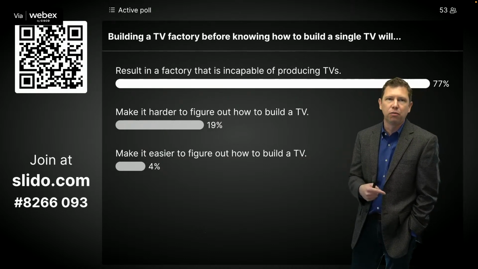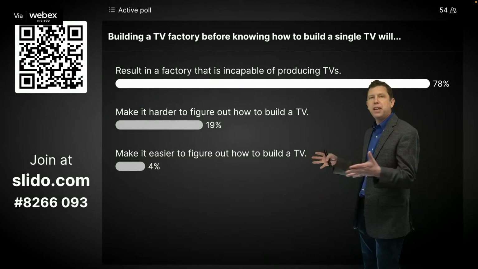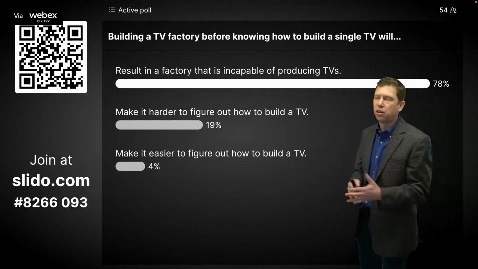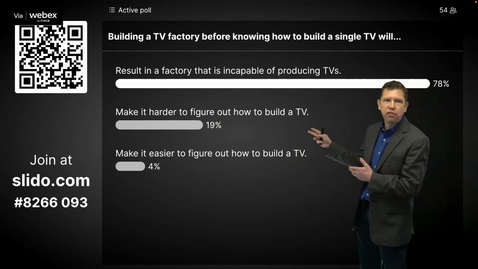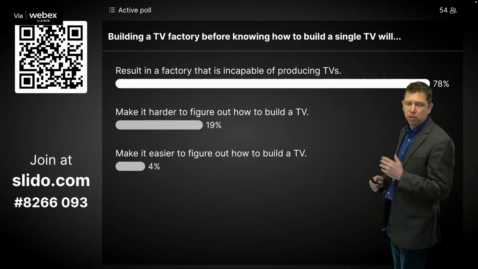Now we either need to retrofit the factory, once we've experimented at a large scale of building thousands of units and discovering they didn't work, rather than at a smaller scale. So it's probably going to make it harder to figure out how to build a TV. It's also probably going to result in a factory that's incapable of producing TVs.